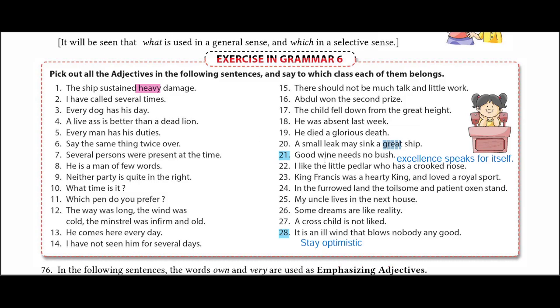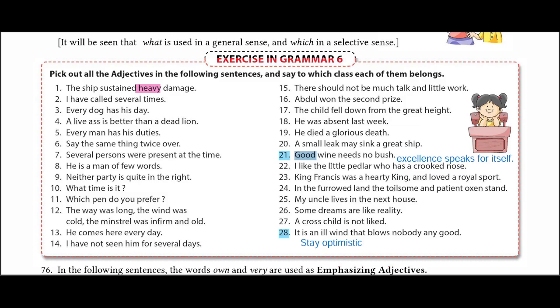Good wine needs no bush. It means excellence speaks for itself. A good product will sell itself. It will not need marketing. Good wine needs no bush. So, good is an adjective that is describing wine. It is telling the quality of wine. So, it is an adjective of quality, a descriptive adjective.